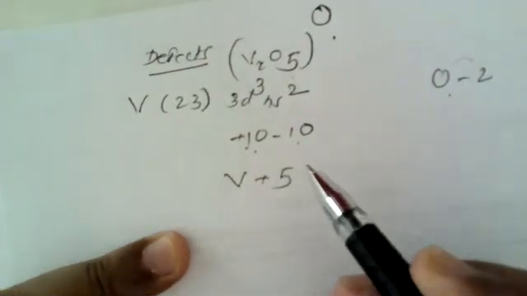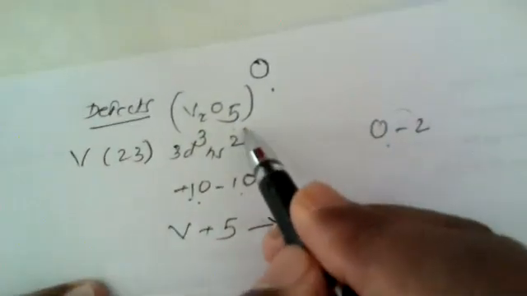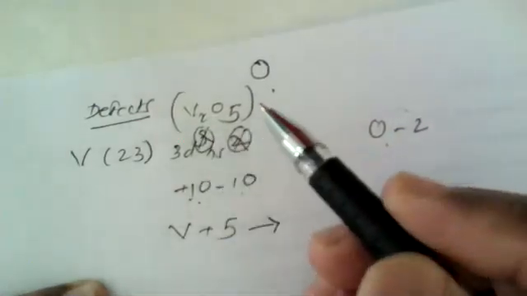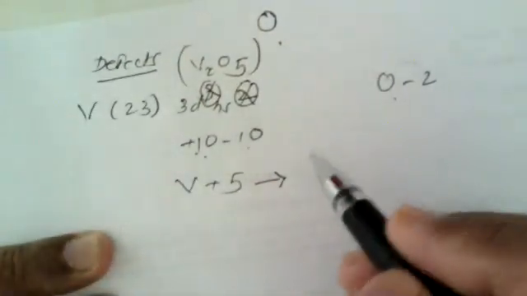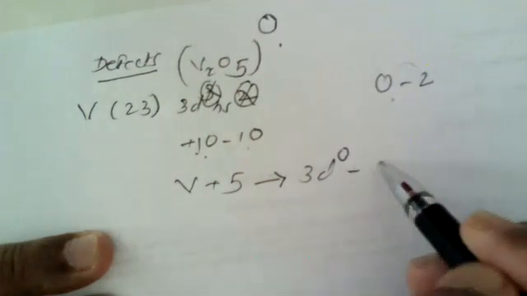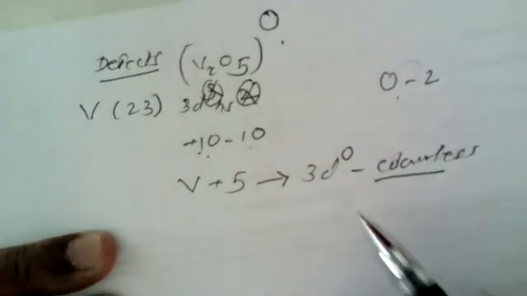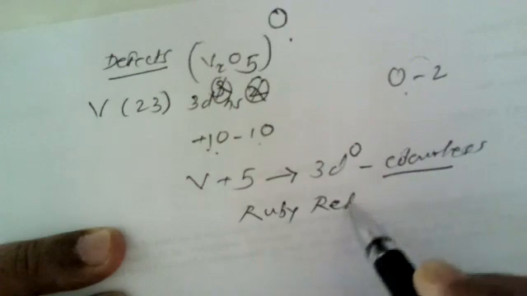That means V5+. If vanadium has to show the +5 oxidation state, it should lose 2 electrons from 4s and 3 electrons from 3d. So the total loss of 5 electrons leads to a 3d0 configuration. If the 3d0 configuration is there, according to our rule, it should be colorless. But this vanadium pentoxide is extremely ruby red in color.